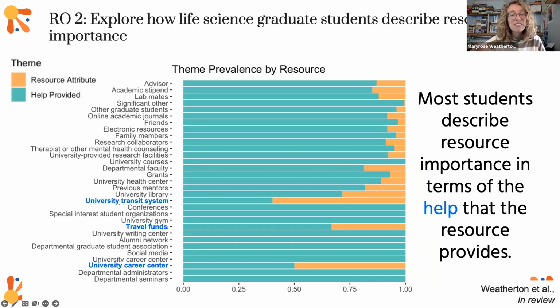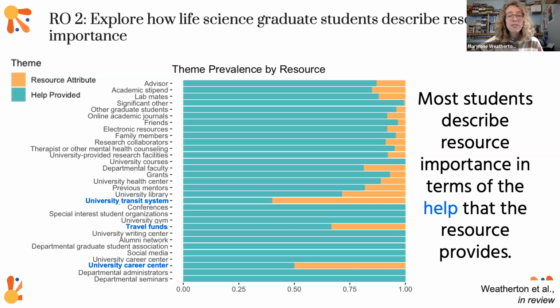So once we put those resource names on there, we can see that most of these resources, again, are still being described in terms of the help that the resource provides, but those top 3 resources that are most often described in terms of resource attributes were the University Transit System, travel funds, and the University Career Center. Now, I don't have a great reason why those 3 were described most often in terms of resource attributes, but I'd love to discuss that with you after my talk today. So keep that one in your mind for later.